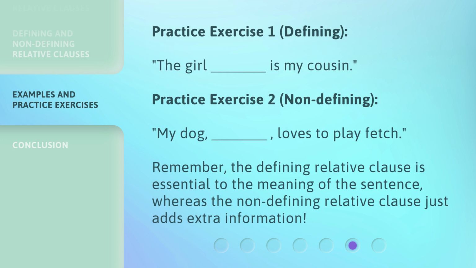Practice exercise 1. Defining. The girl, blank, is my cousin. Practice exercise 2. Non-defining. My dog, blank, loves to play fetch. Remember, the defining relative clause is essential to the meaning of the sentence, whereas the non-defining relative clause just adds extra information.